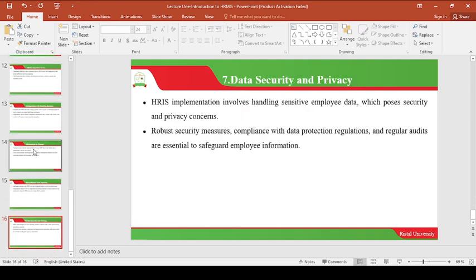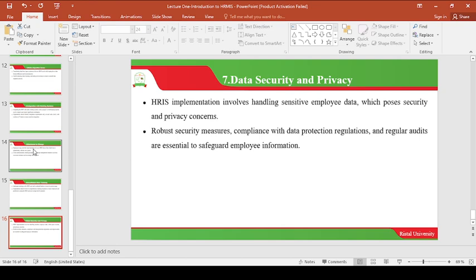The next challenge is data security and privacy. The HR information system implementation involves handling sensitive employee data, which poses security and privacy concerns. For example, someone who is transferring the data can, of course, get to know sensitive information about some employees in the organization. So, as a manager, what do you need to do?